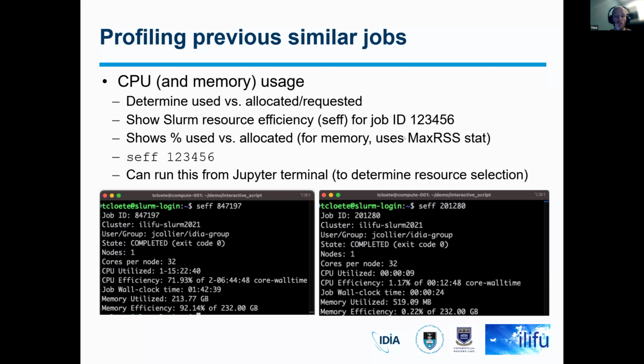This is also useful, but note that this memory information is also based on the max RSS. So in general, seff is a very useful tool to get an idea for one specific job, just to see how efficient it ran. Note that you can also do this in Jupyter by just opening a terminal and then running seff and then your job ID. So in Jupyter, there's File, New, Terminal, and then you can just do it directly in Jupyter.